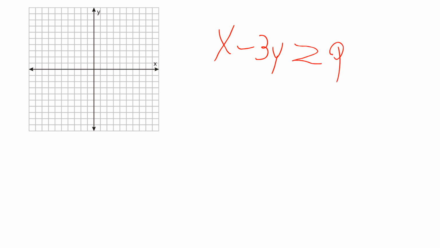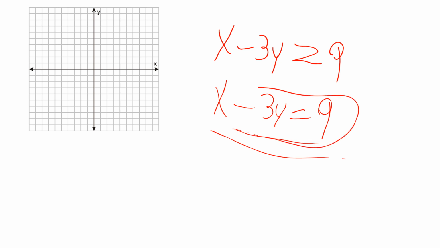The first thing I like to do when I have inequalities is convert them into linear equations, especially because here we have an equal to. So technically the points on the line satisfy this inequality. So first I'm going to find the line of this equation right here.